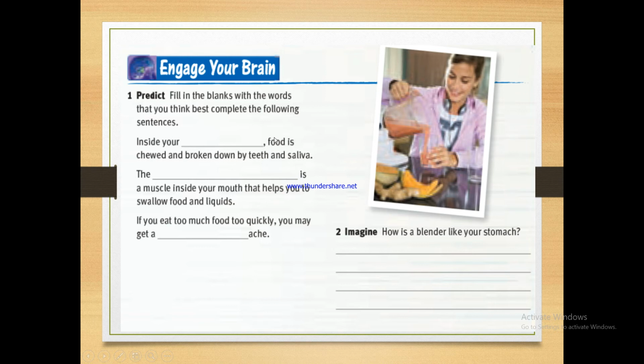Inside your mouth, food is chewed and broken down by teeth and saliva. Of course, where is food chewed and broken down? Yes, everyone knows that. Where do you chew your food? Inside your mouth. Now, the tongue is a muscle inside your mouth that helps you to swallow food.